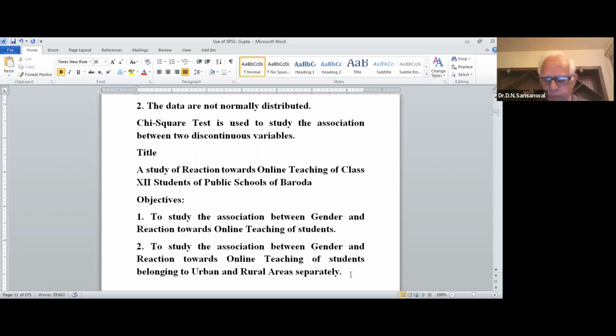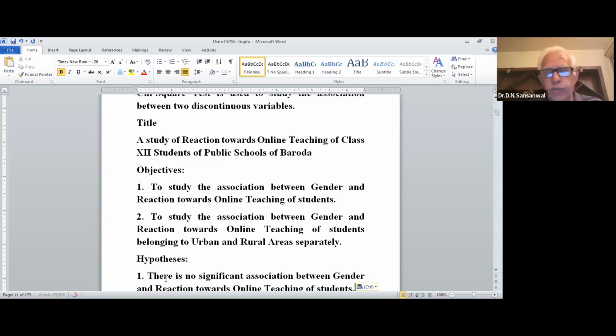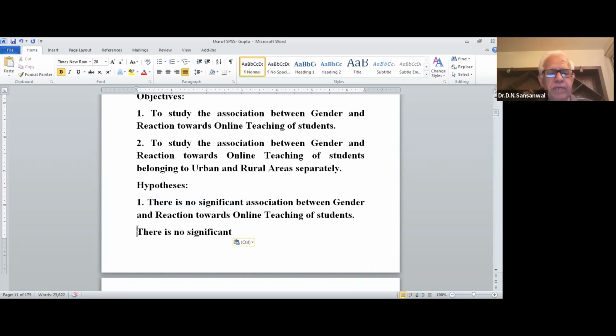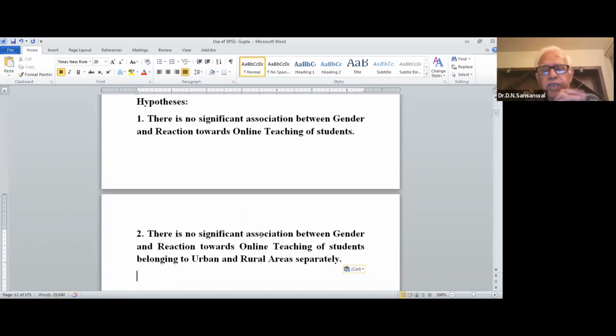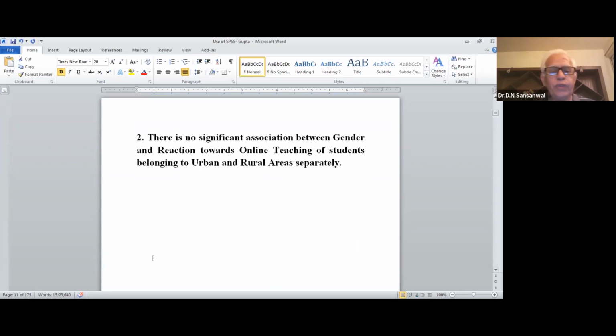And if I have to write my hypotheses, one hypothesis will be: there is no significant association between gender and reaction towards online teaching of students. The second will be: there is no significant association between gender and reaction towards online teaching of students belonging to urban and rural areas separately. Now, let us take the data for the first objective and see how we do the analysis.